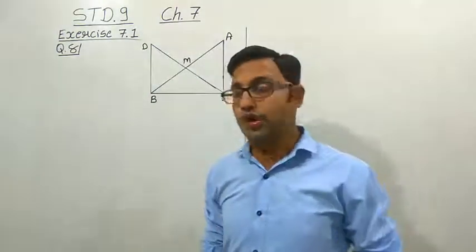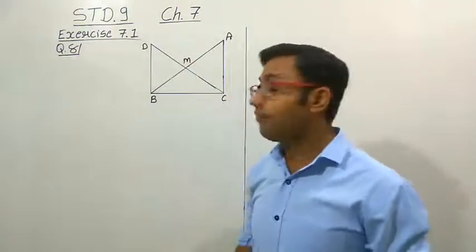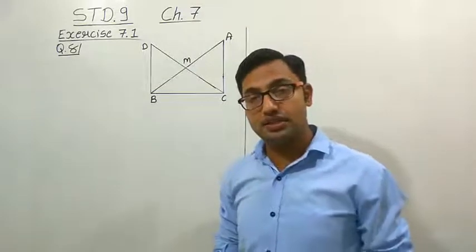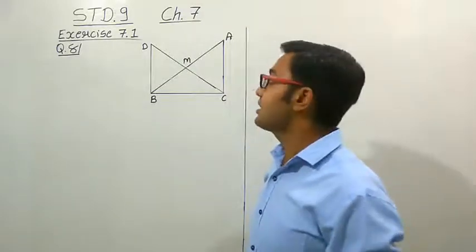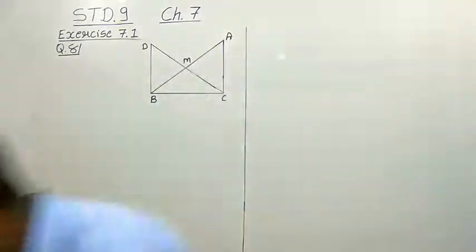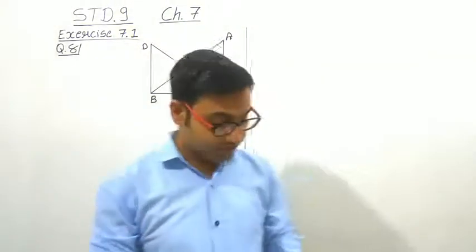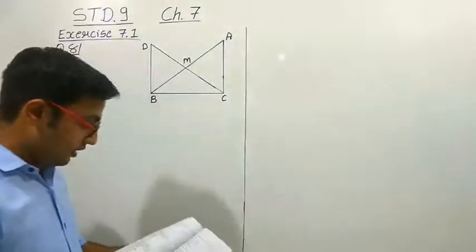Hello students, today we will study question number 8 of exercise 7.1. This is the topic of standard 9, chapter number 7, triangles. So what is the question? The question is, in right angle triangle ABC.